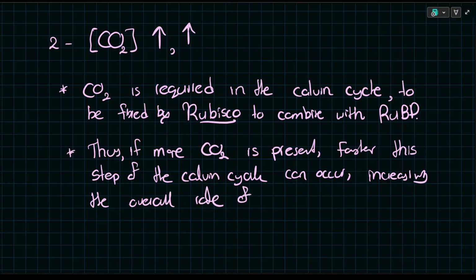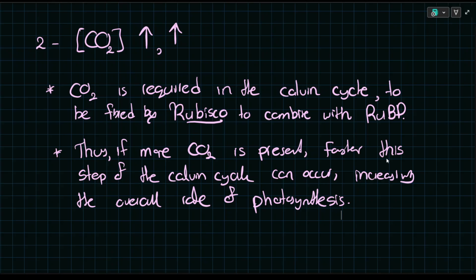Overall rate of photosynthesis. Excuse the little bit of cursive mixing, I'm just writing it very fast. When I look back at my handwriting, I am having second thoughts, but yeah. So simply more carbon dioxide, more fixation by Rubisco, more of the initial stage of the light independent stage, and thus a faster Calvin cycle, increasing the rate of photosynthesis.